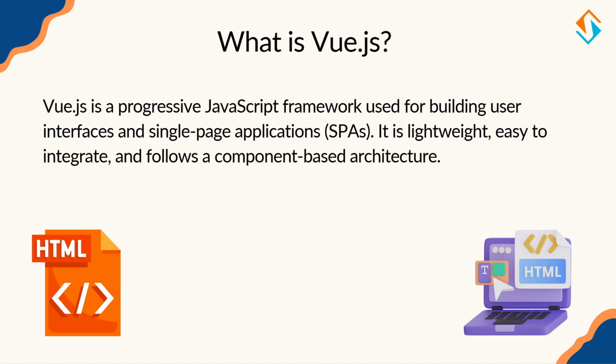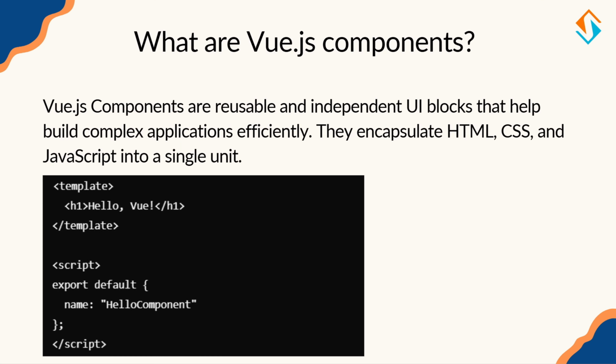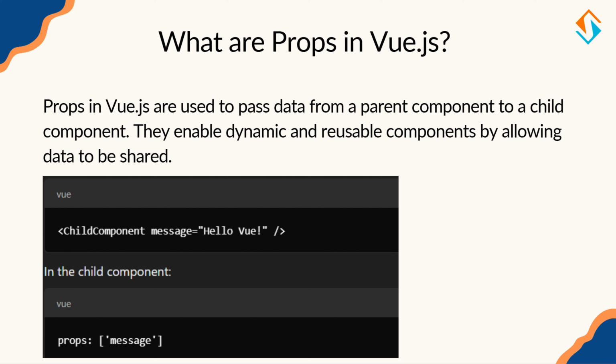framework. Okay. So our next question is, what are Vue.js components? Vue.js components are reusable blocks of code that split UI into independent, manageable parts. Next question is, what are props in Vue.js? Props, short for properties, allow data to be passed from a parent component to a child component. Okay? Props make Vue components reusable and dynamic.